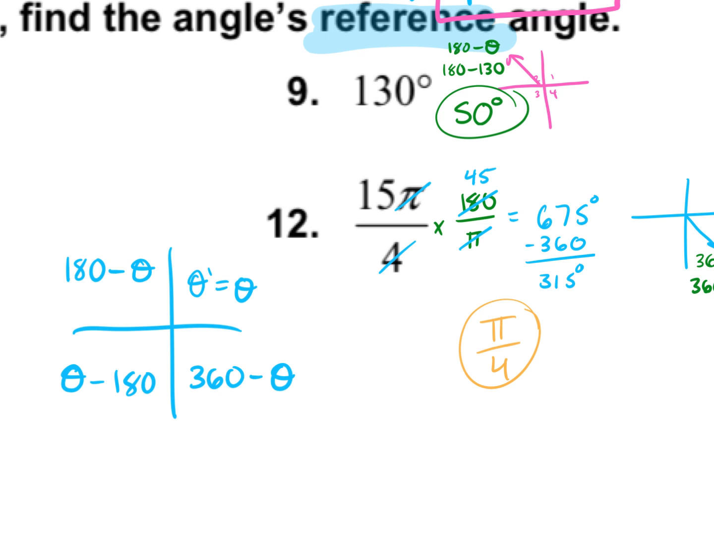So wait, what's the first one? Whatever your angle is in the first quadrant, it's the same as the reference angle. Because if you're in the first quadrant, it's already less than 90.